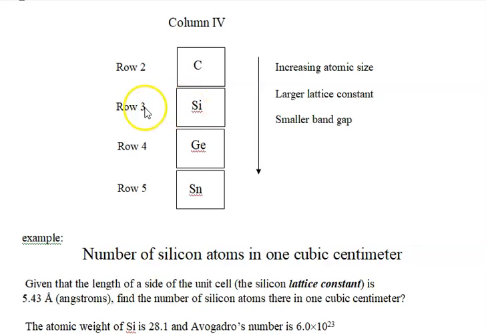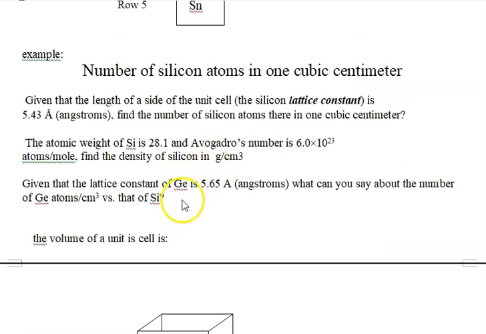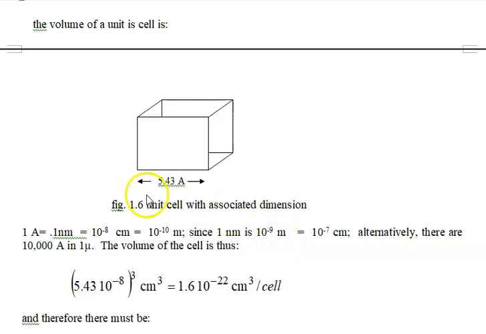Silicon is row 3. Germanium is row 4. Germanium is bigger. Its lattice constant is bigger. Its band gap is less. All that is consistent. 5.65 angstroms as compared to 5.43 angstroms. So we would expect less germanium atoms per cubic centimeter than silicon, and we'll see if that indeed is the case. Okay, so here we see the three-dimensional unit cell of silicon.